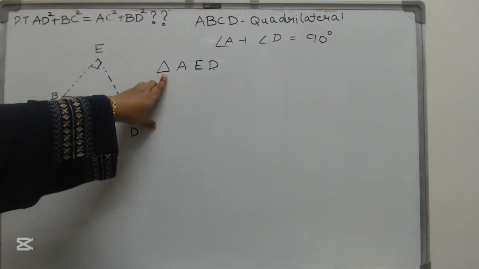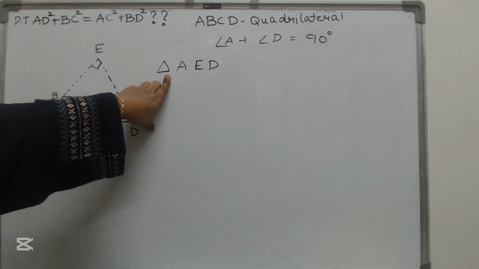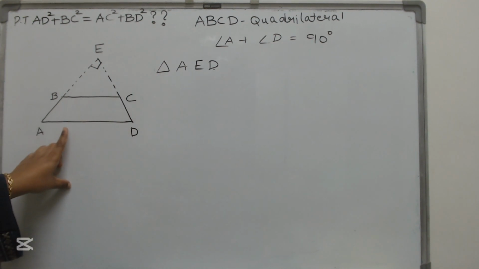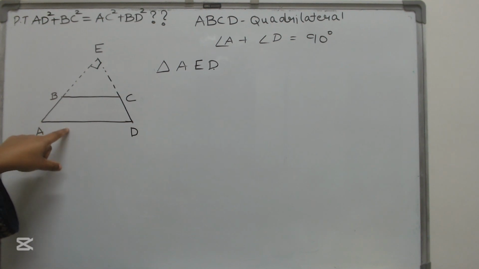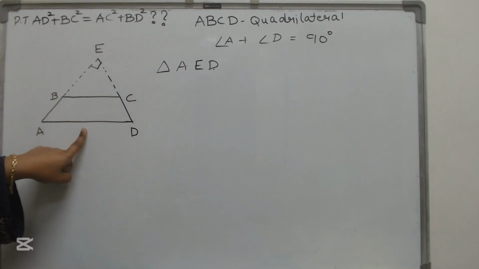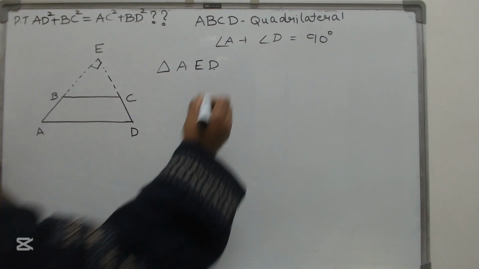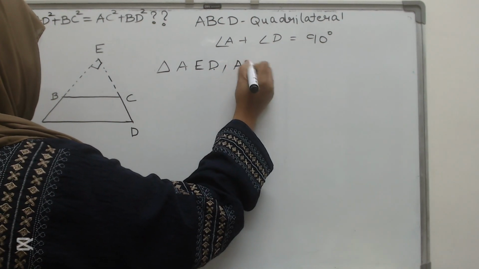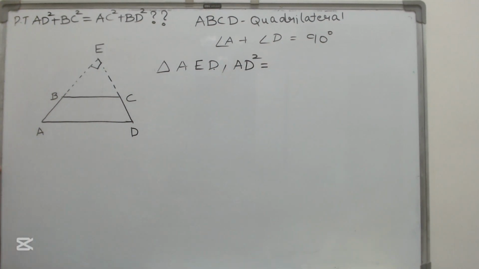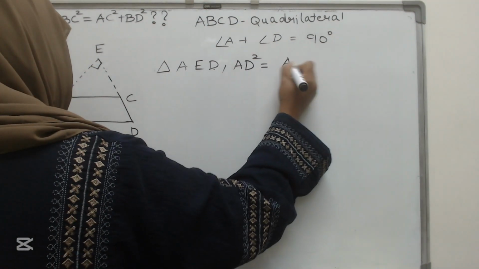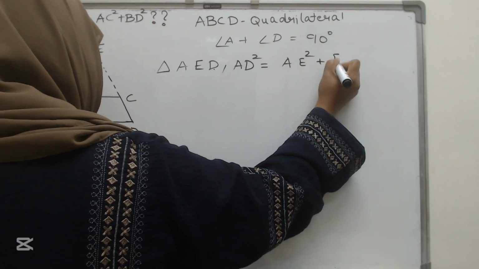So here you have a right angle triangle AED with the hypotenuse AD. Remember, hypotenuse is always the side opposite to the right angle. So when you apply Pythagoras theorem, then you have what? AD square is AE square plus ED square.